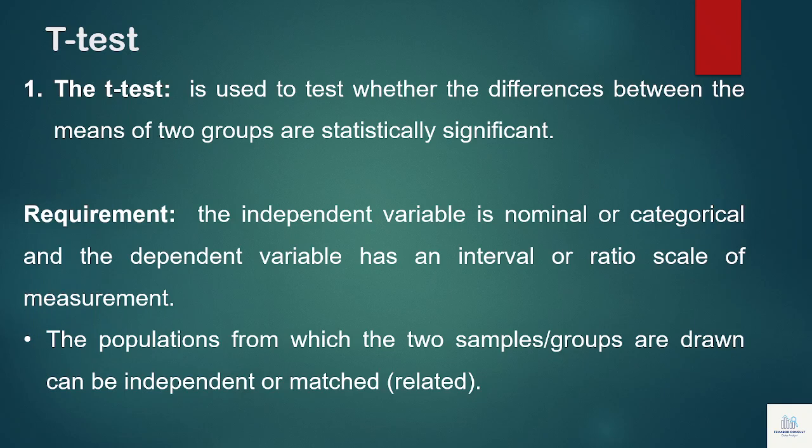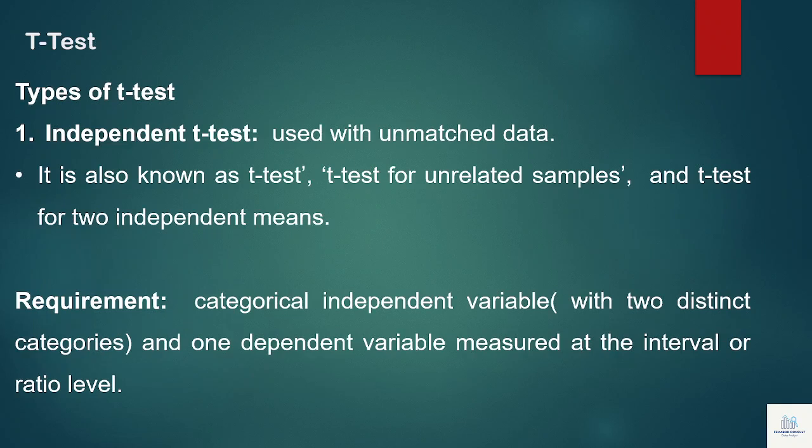But generally speaking, the requirement for the t-test is that the independent variable should be nominal or categorical. You can see level of measurement coming in again. The dependent variable has to be interval or ratio scale of measurement. And the population from which the two sample groups are drawn can be independent or matched, like they can be separate or related. So that is that about it.